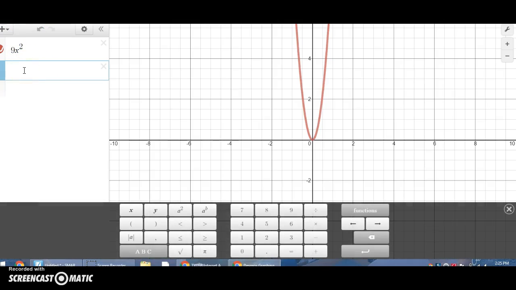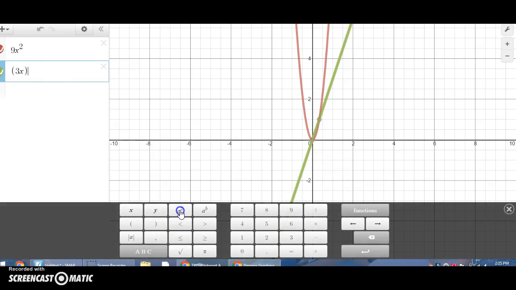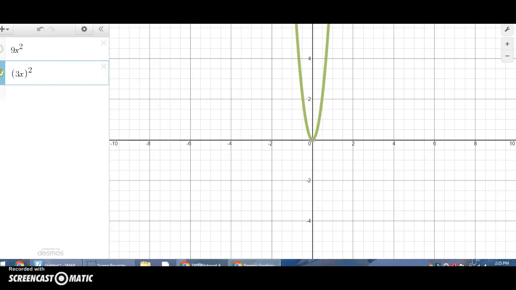let's go back to this, 3x all squared. So the green one goes there, and if I want to make the red one disappear, I just click on that, and the green one disappears, bring the red one back, bring them both together. They're the exact same thing. Okay, so those are equivalent there.